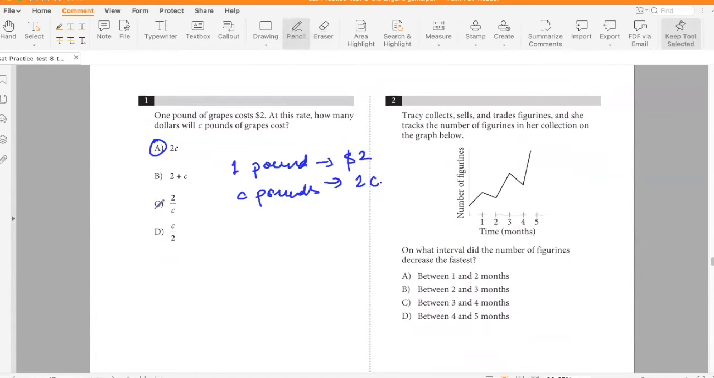Tracy collects, sells, and trades figurines, and she tracks the number of figurines in her collection on the graph below. On what interval did the number of figurines decrease the fastest? We can see that a decrease happened between month 1 and month 2 and between month 3 and month 4, right? So this was a decrease and this was a decrease. And this has a steeper slope, so this was the fastest decrease. So between 3 and 4 months.